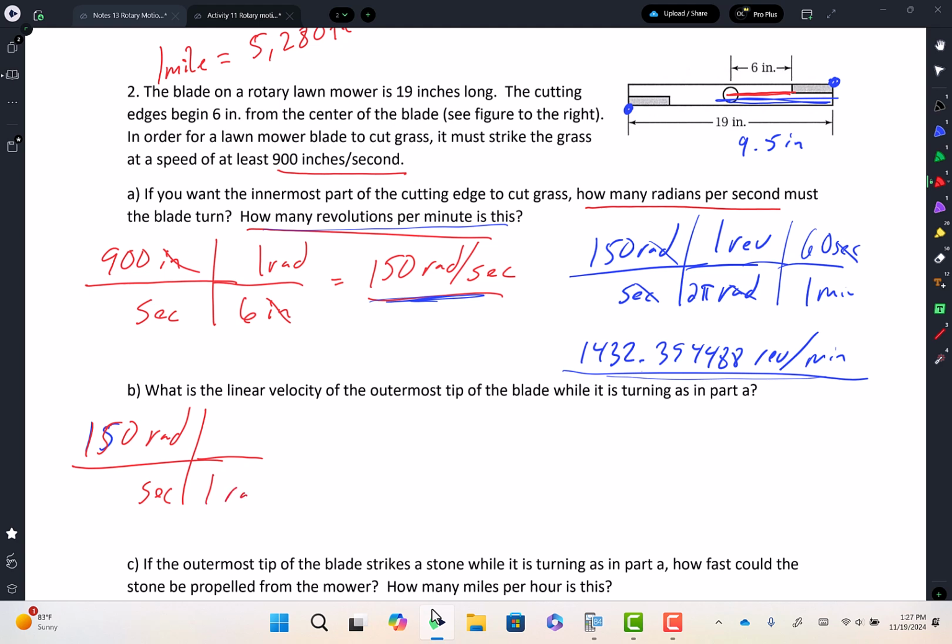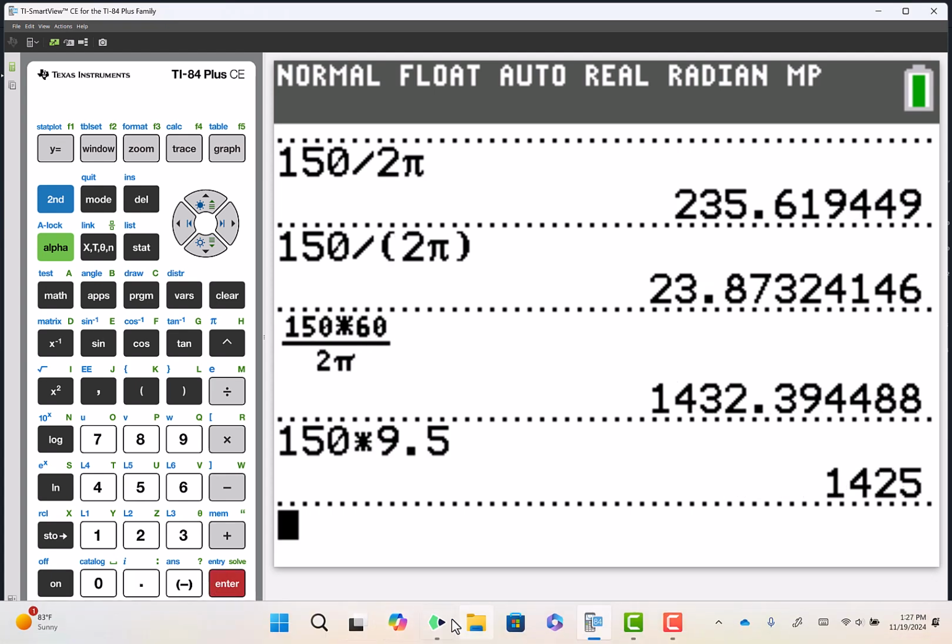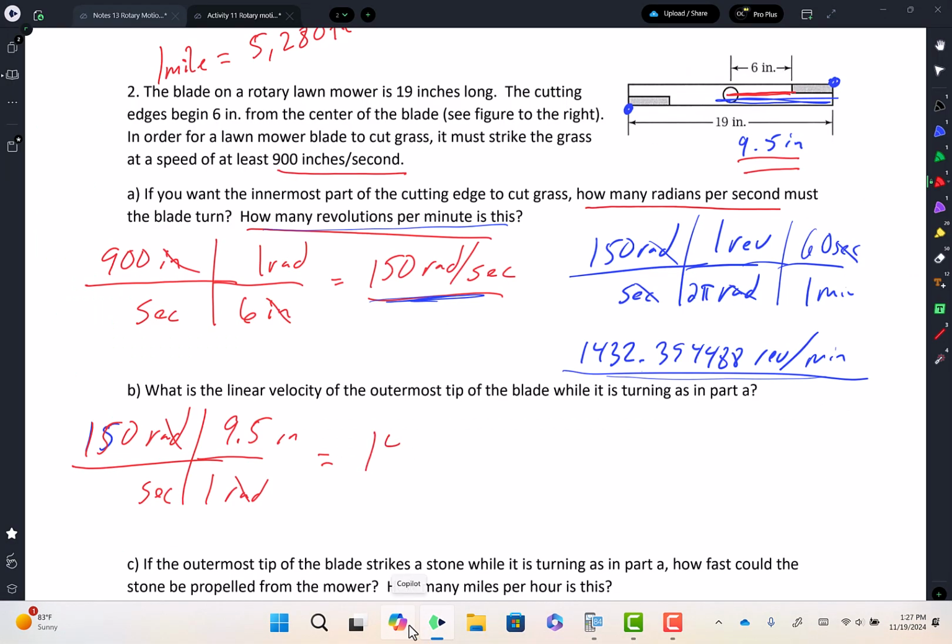And this time, 1 radian is 9.5 inches. And there it is in inches per second. So I'm going to go 150 times 9.5. And there it is, 1425. So 1,425 inches per second.